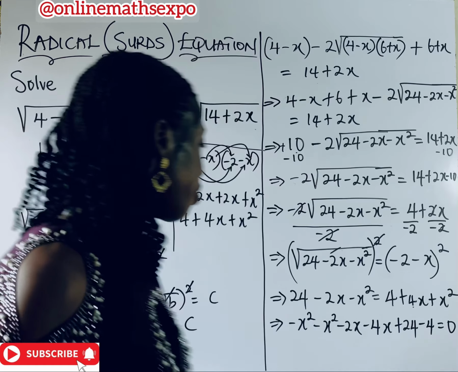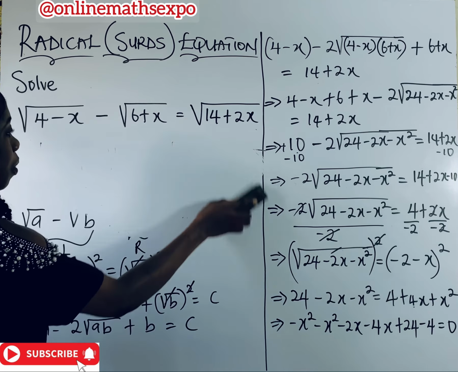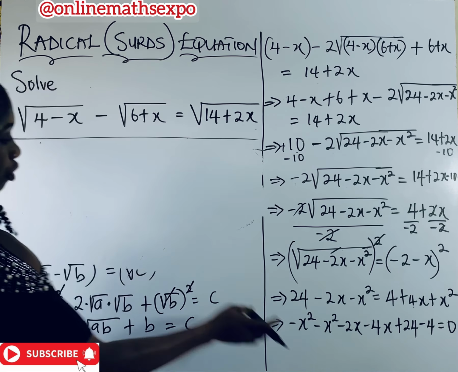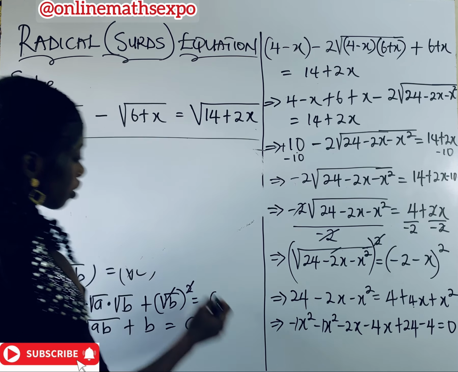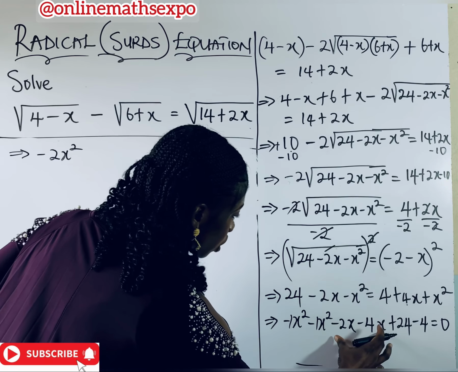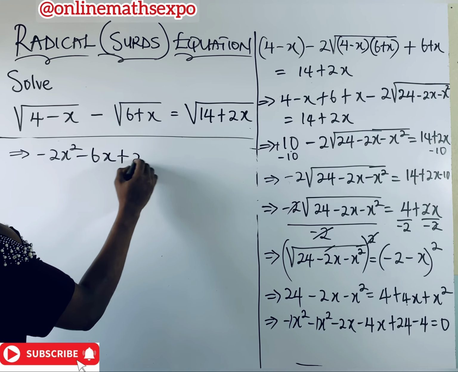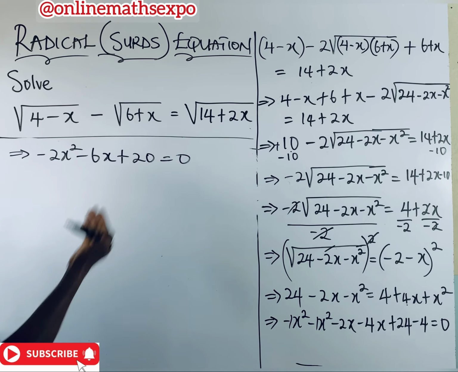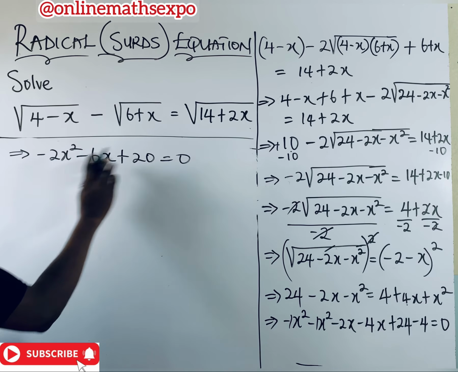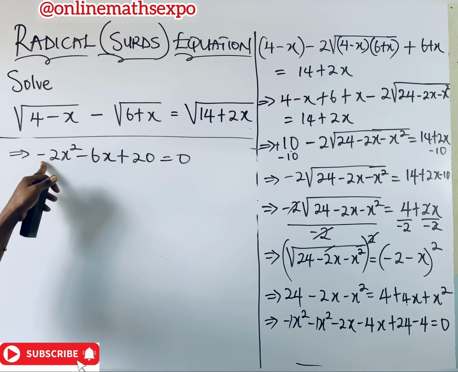So if you simplify this now, you see what we have. If you add this, remember the coefficients are 1, so we have negative 2x squared. This will give us negative 6x, and this will give us 20 is equal to 0. So you get the highest common factor here. The highest here is negative 2, but most students don't like working with negative, so we're going to divide by the negative sign, true or true.